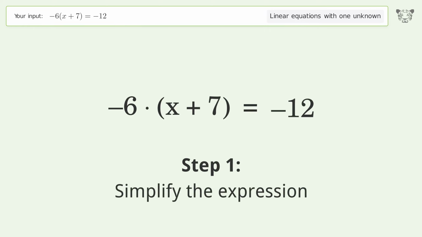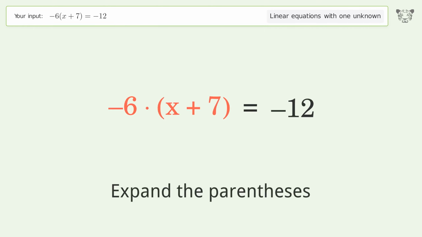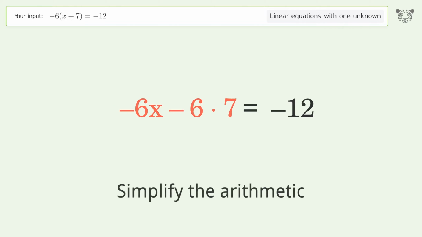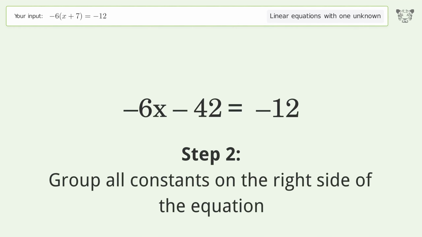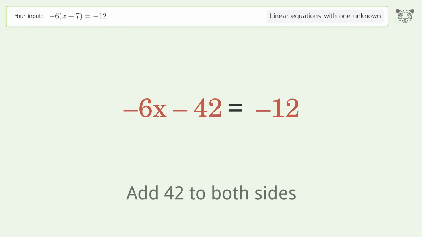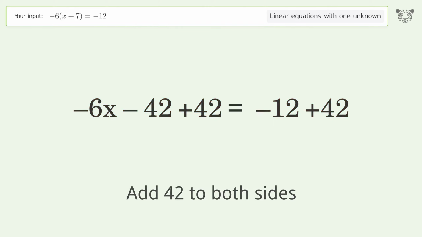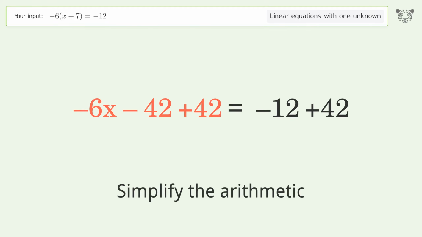Simplify the expression. Expand the parentheses. Simplify the arithmetic. Group all constants on the right side of the equation. Add 42 to both sides. Simplify the arithmetic.